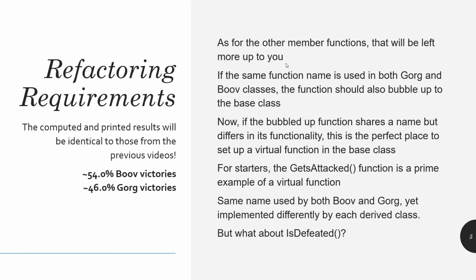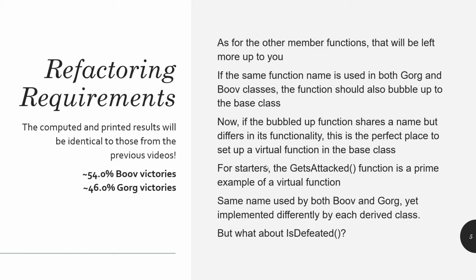This is a video that comes out after the students have completed their work. So in this case, they have worked on this, and now this is basically the tutorial on how to 100% this thing. So again, if the same function name is used in both gorg and boov, the function should bubble up to the base class as a normal member function. But if the bubbled function shares the signature but differs in its functionality, that's where we start thinking about virtual functions and pure virtual functions and abstract classes and all those more complicated thoughts.